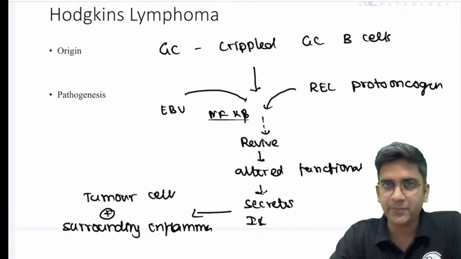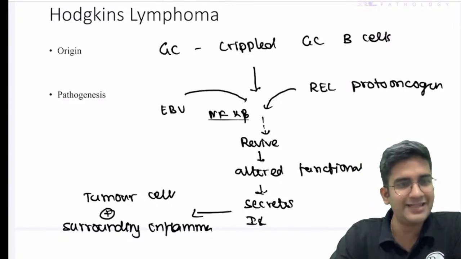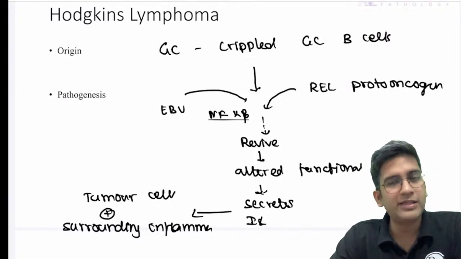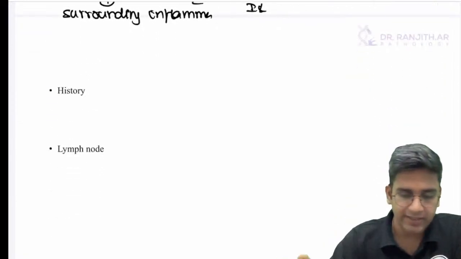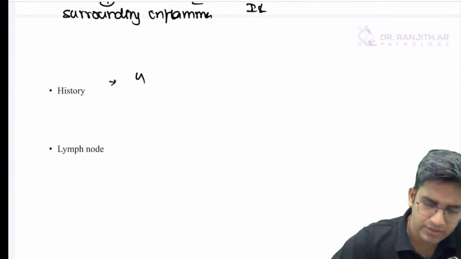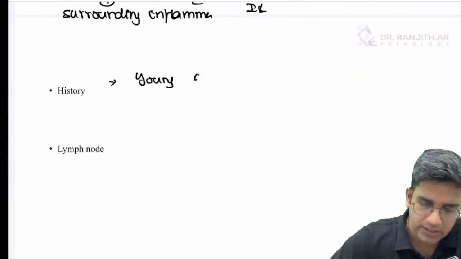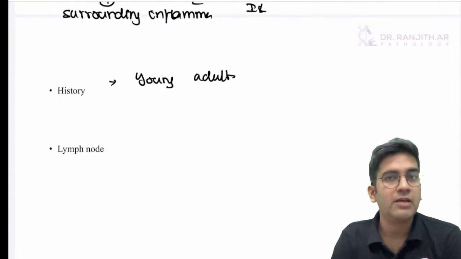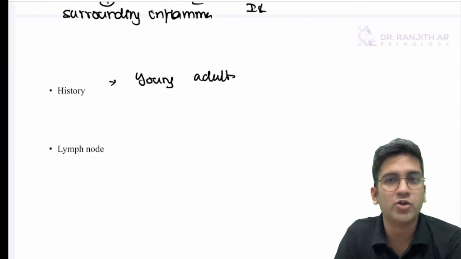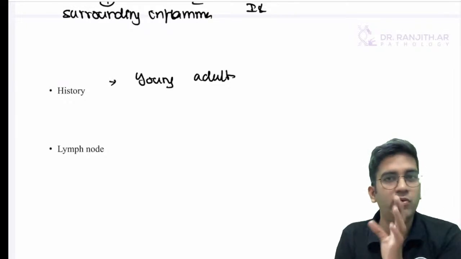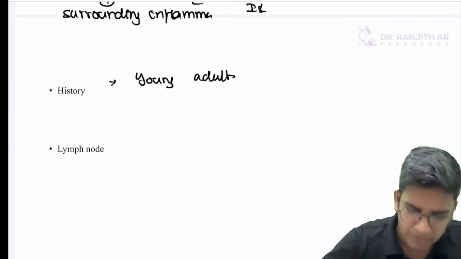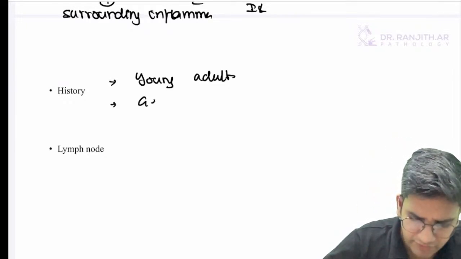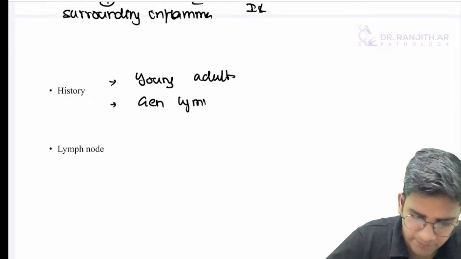History, same. Hodgkin's can be seen in adolescents, a little bit in young adults, more than in elderly. It's not a tumor of later age, most likely young adults. When I say young adults, in the age of 30s, 40s, I can have it. But follicular, mantle, CLL might be seen above 40, 50 years of age, fine? Okay. Again, generalized lymphadenopathy will be the classical finding.